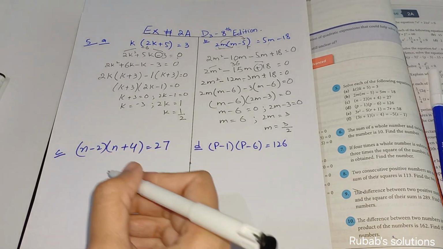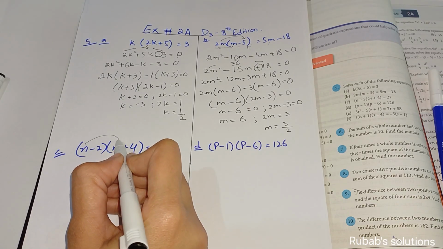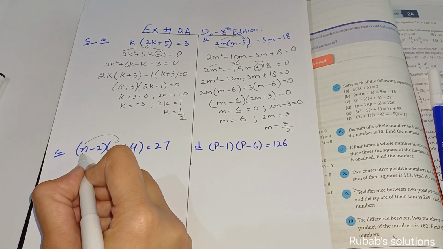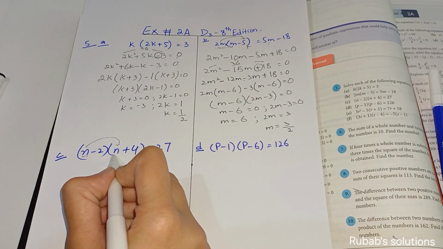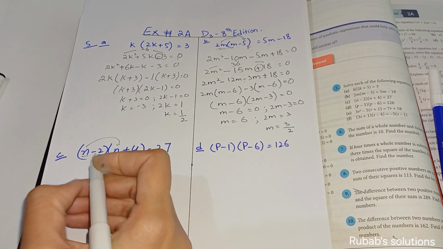Okay, in part C we have two brackets that we have to multiply, so I'm doing it directly. I think you people know the rules that first you have to multiply this term with all these terms, and then the second term with all the terms of the second bracket.